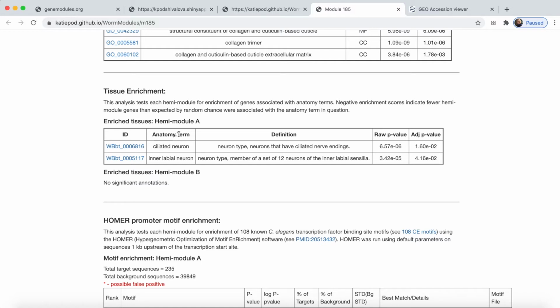These were calculated by testing enrichment of module genes within genes that have a confirmed expression in specific tissues, as reported on WormBase. In total, over 2,000 anatomical terms were interrogated. Here I see that genes in hemi module A are enriched for genes with known expression in ciliated neurons.